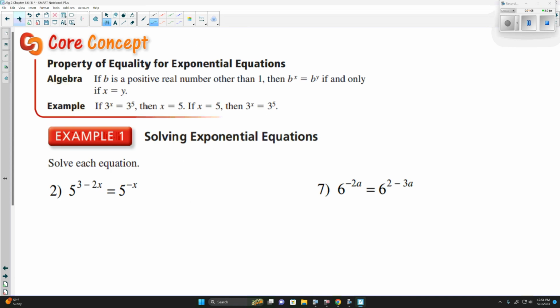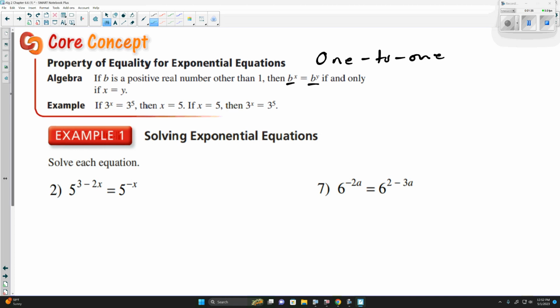What we're going to look at first is the property of equality for exponential equations, or as I like to call it, the one-to-one property. What this property states with exponentials is if we have two exponential expressions equal to each other and the bases are the same, b to the x is equal to b to the y if and only if x is equal to y.